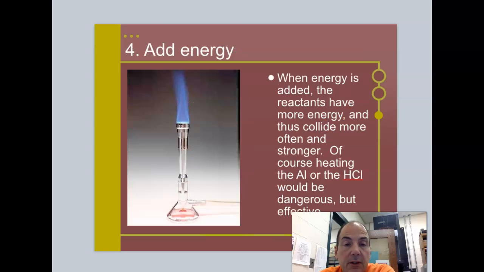Next, we could add energy, and that's probably the first thing that most of you thought about. Energy does not have to mean heat, though, so please understand we're talking about any type of energy. Sometimes stirring a reaction is enough. We're giving it mechanical energy. Sometimes we need electrical energy, a little spark to get things going, if you will.